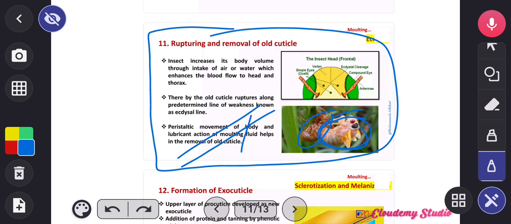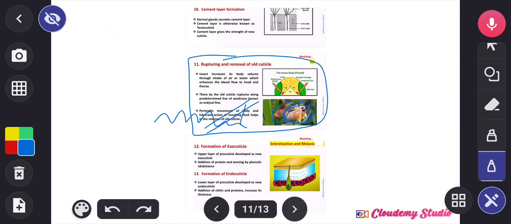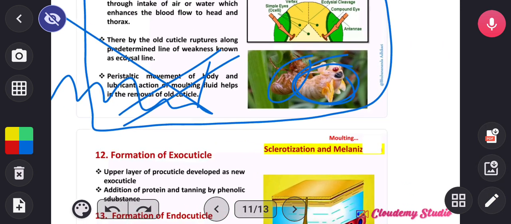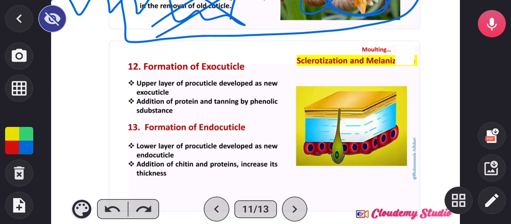And peristaltic movement of the body starts, and the lubrication of molting fluid helps in the removal of the old cuticle. So the old cuticle is being removed, right? Now, the next thing is the formation of the exocuticle and the formation of the endocuticle after the old cuticle has been removed.